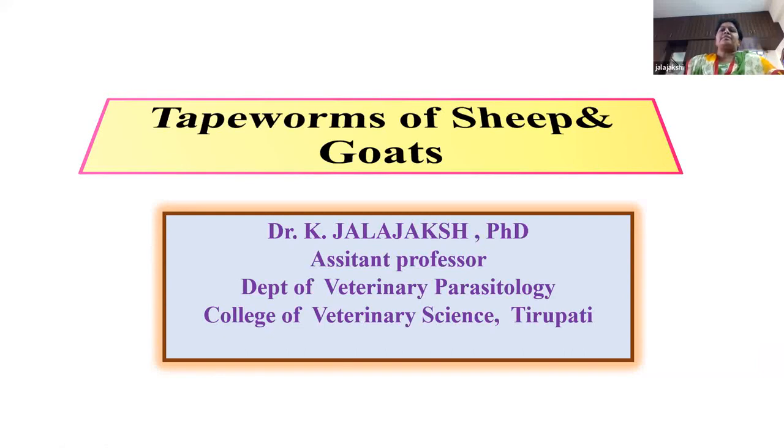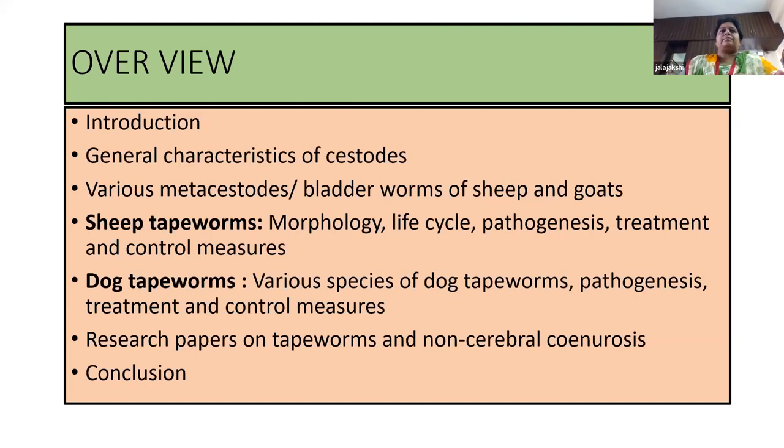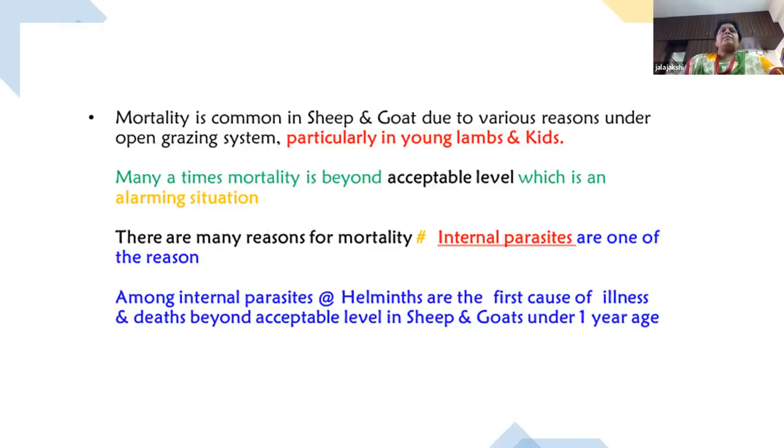I would like to refresh on cestodes, tapeworms of small ruminants. Mortality is very common in sheep and goats due to various reasons under open grazing system, particularly in young lambs and kids. So many a times mortality is beyond the acceptable level, which is an alarming situation now. So there are many reasons for mortality of sheep and goat.